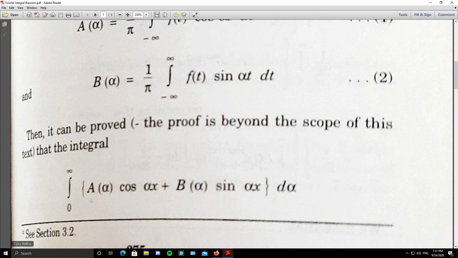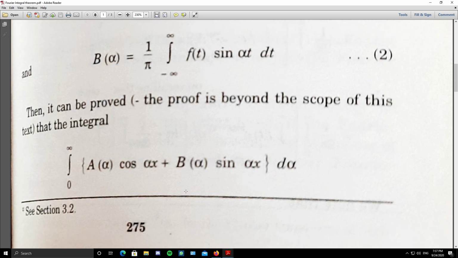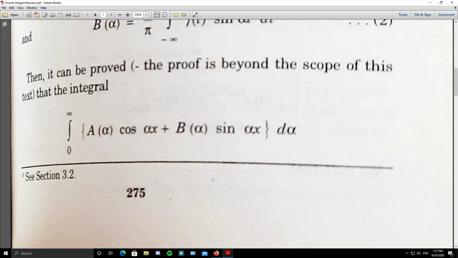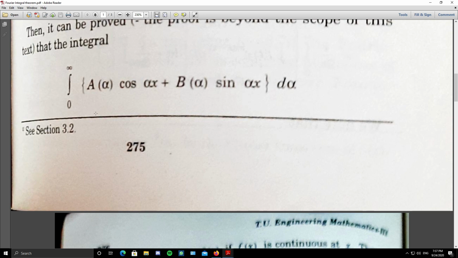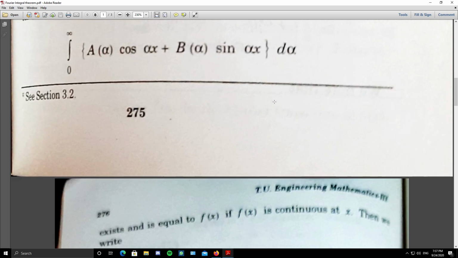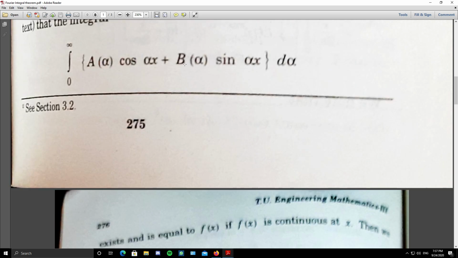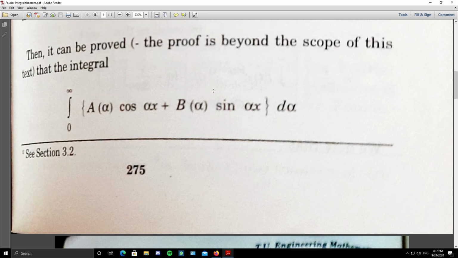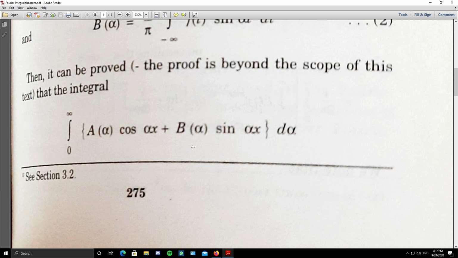Now consider the integral 0 to infinity of A of alpha cos alpha x plus B of alpha sin alpha x d alpha, where f of x is continuous at x. We can show that it is equal to f of x, which is continuous at x. Now, this is the Fourier integral theorem.